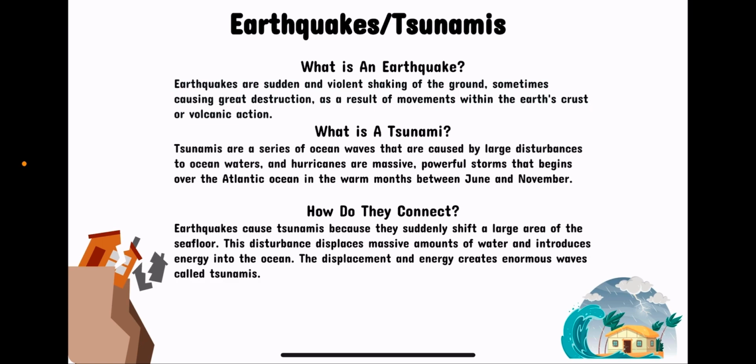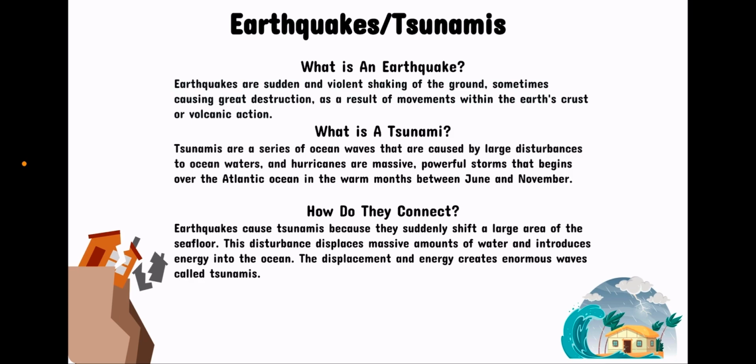Then it gets tied into earthquakes and tsunamis. And this is pretty much piggybacking off of tectonic plates. Like I mentioned, tectonic plates are pretty much the root of everything, and it allows for all these different types of things to derive from. Earthquakes are a violent shaking of the ground that can cause great destruction, as a result of movements within the Earth's crust or volcanic action.